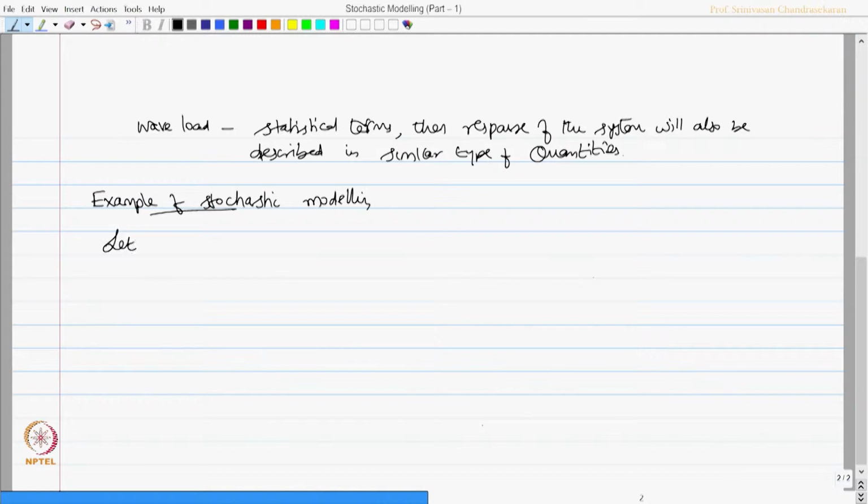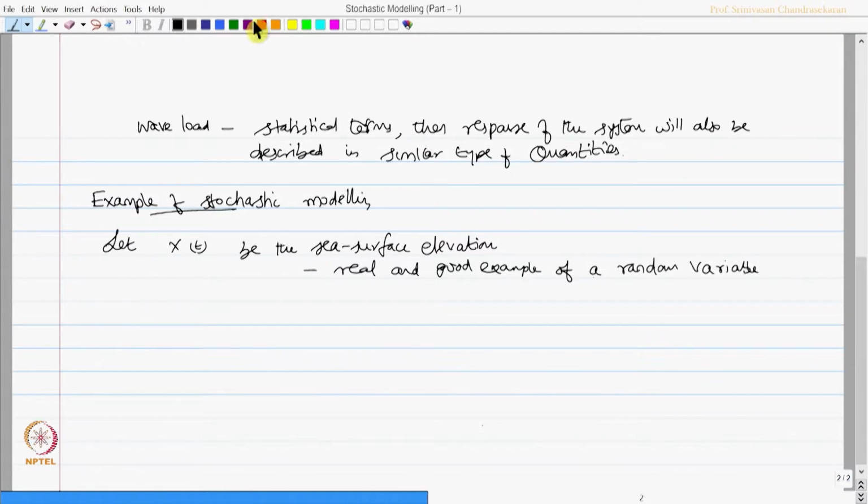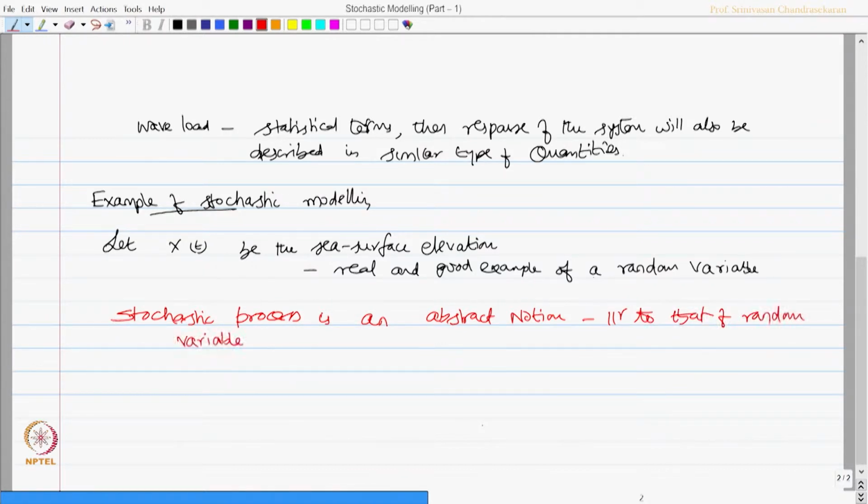Let us take an example. Let x of t be the sea surface elevation, which is actually a real and a good example of a random variable. Now, let us make a statement. A stochastic process is an abstract notion which is more or less similar to that of a random variable.